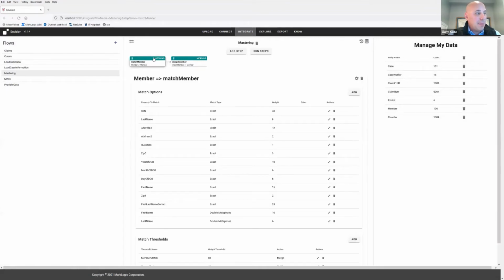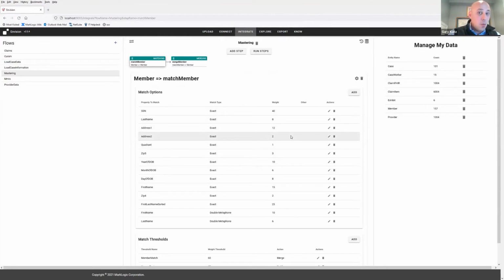So we have a match step and a merge step. Now we're talking about person identities. So what we do when we're looking at person identities is we break down the attributes that are relevant to a person that we want to match upon. So we're looking at things like social and last name and address information, year of birth, month of birth, day of birth, and you can see associated weights with each one. This is what we would call the truth-based mastering, right?